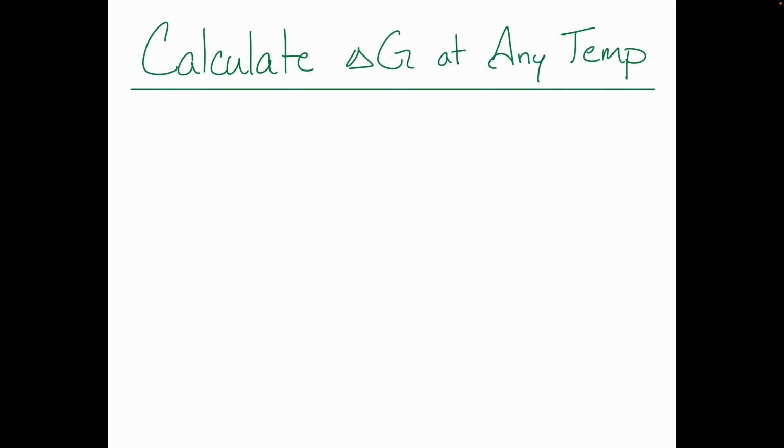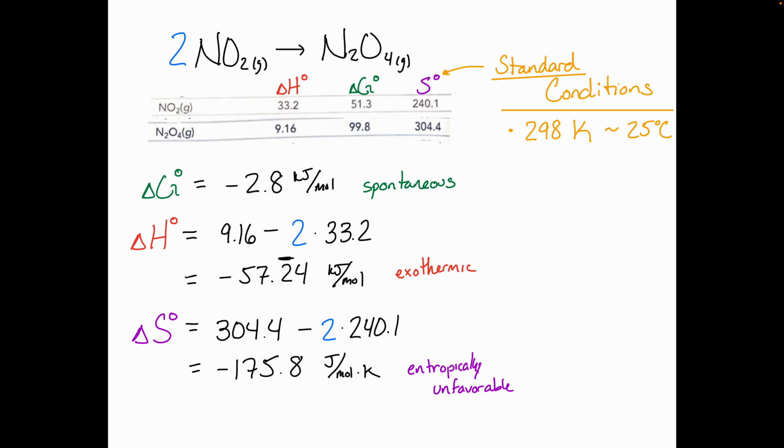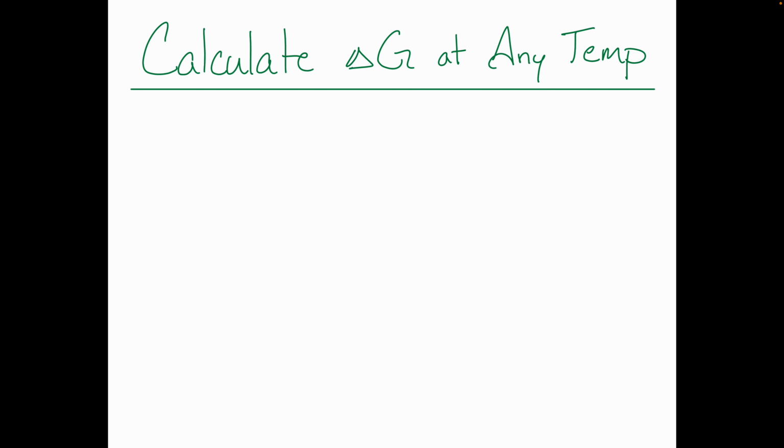If I want to change my temperature, I can't use this delta G value from my table anymore. Delta G is incredibly sensitive to temperature. This value that I got from my table is really only good at that standard conditions temperature. So if I want to figure out delta G at any other temperature, we got to go back to that chemical potential formula that we derived, where our delta G is equal to delta H minus T delta S.